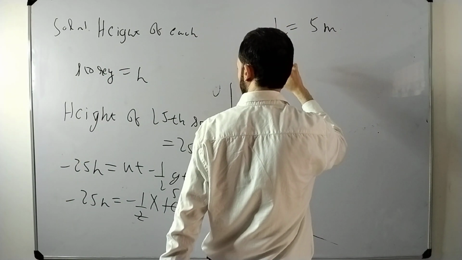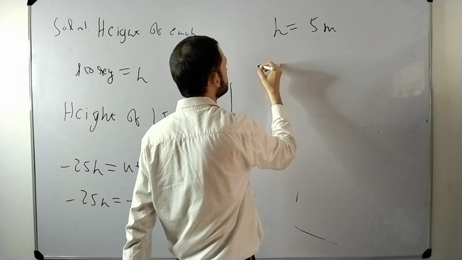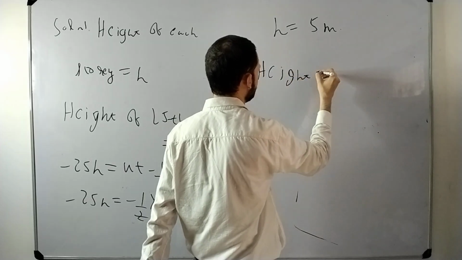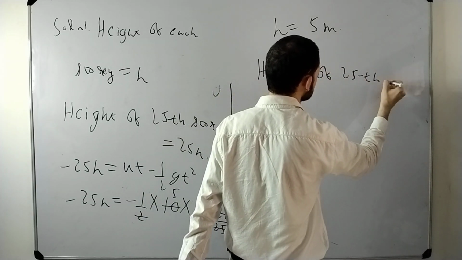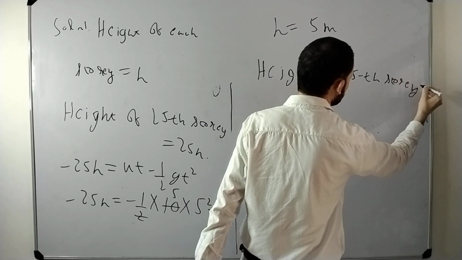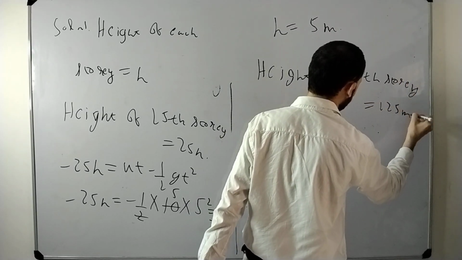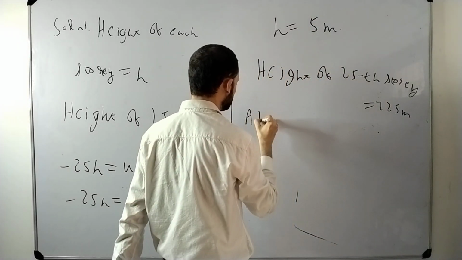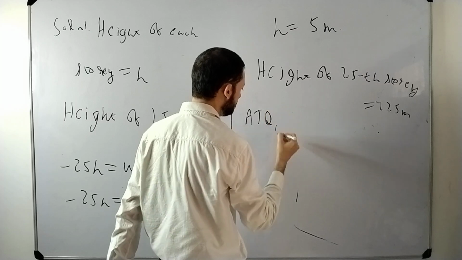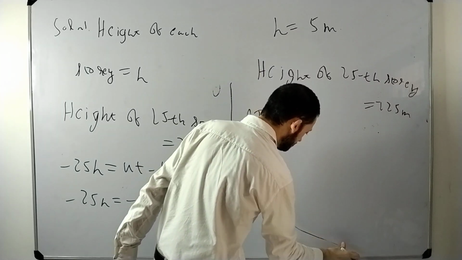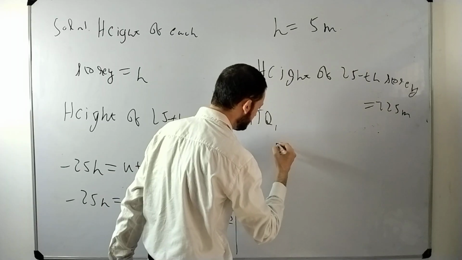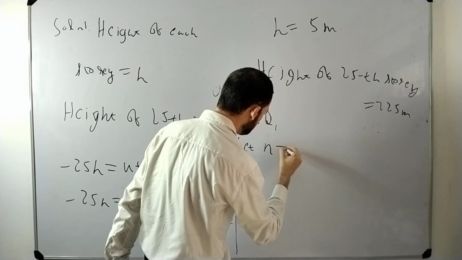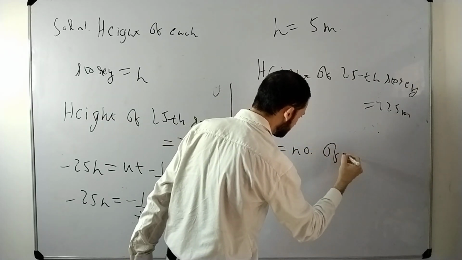So the total height of the building, height of the 25th floor, 25th story, is 225 meter. Now the next part given, according to the question: in the first second, how much distance does it cover? So what should I write? Let n be equal to the number of stories.